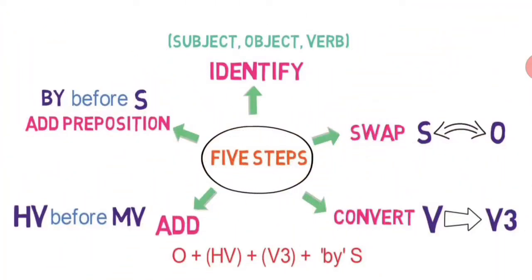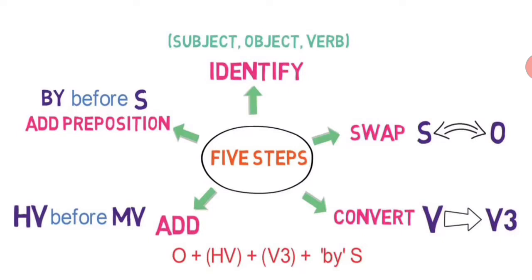Five steps are here to change active voice into passive voice. Very simple steps are there. Very first, see the subject and main verb in any sentence. Second, swap the subject with the object and the object with the subject. Third, convert the main verb into the third form of the verb. Fourth step, add a proper helping verb before the main verb. And fifth is, add the preposition by before the subject.